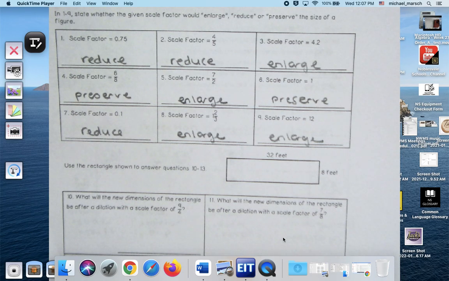Okay, check your answers. How we do? Yeah? So we know what the shape should either get bigger or smaller based on the scale factors, right? Sure.